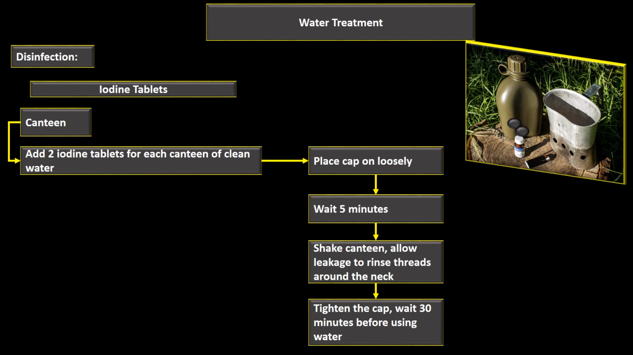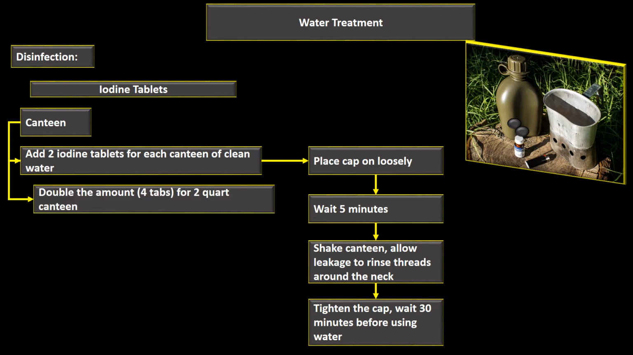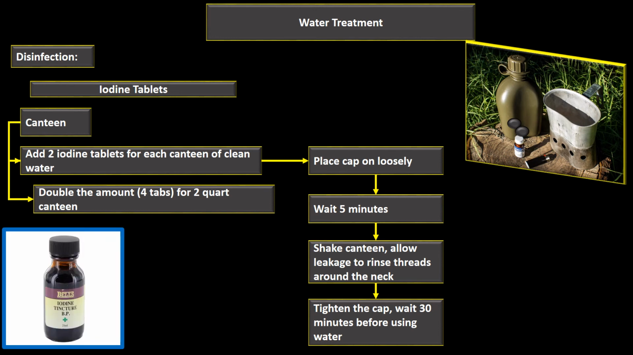You put the iodine tablets in there, wait 5 minutes, shake it up with the cap on loosely, let the water leak over the threads, then tighten it up. Wait for 30 more minutes. If you have a 2-quart canteen, you would double the amount of iodine tablets, so that would take 4 iodine tablets.